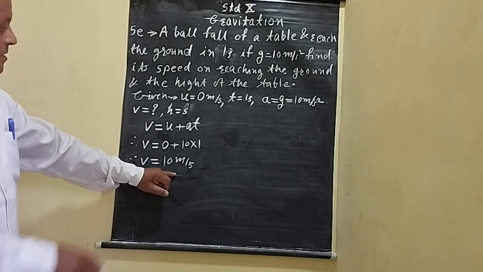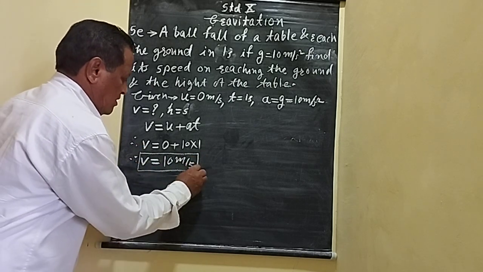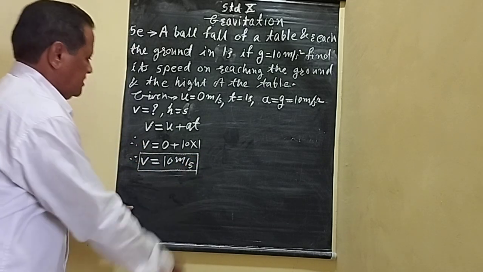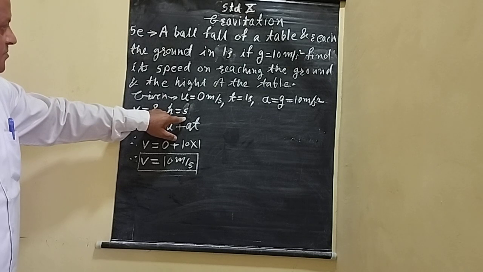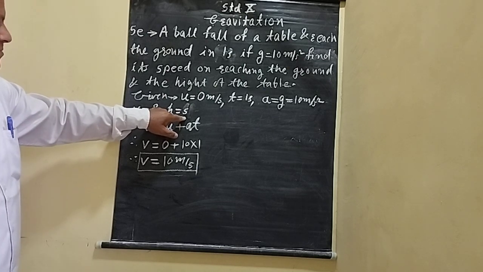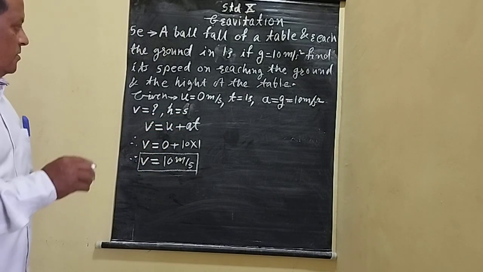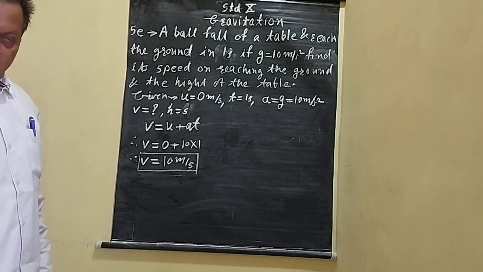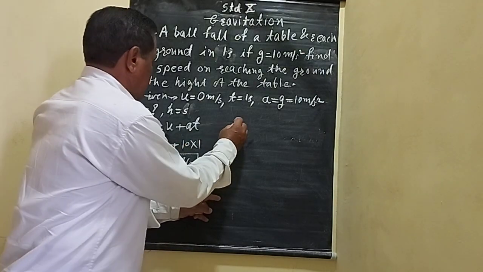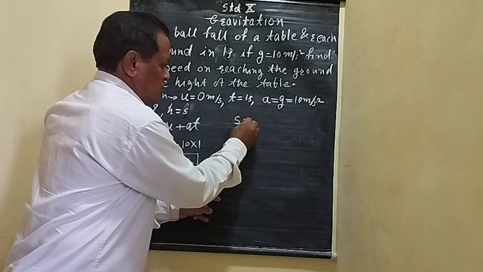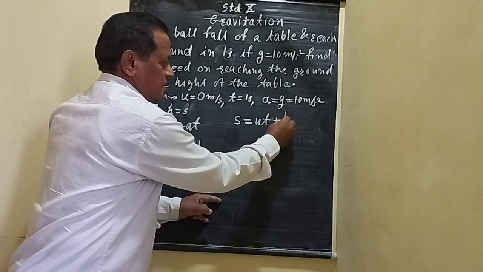Now, we have found this first value: the speed of the ball on reaching the ground, that is 10 meter per second. Now we want to find the second value, that is the height of the table, that is s. And for finding s, we have two formulas: v square equal to u square plus 2as, Newton's third equation of motion, or the second equation, s equal to ut plus half at square. We will use this second equation, s is equal to ut plus half at square.